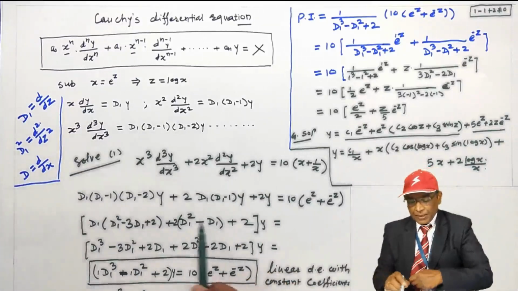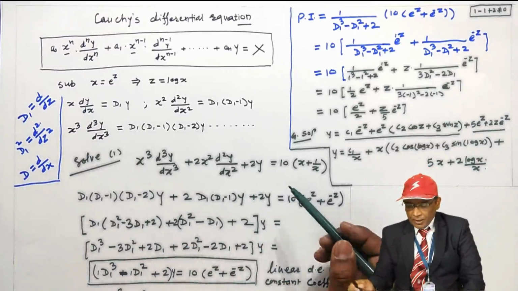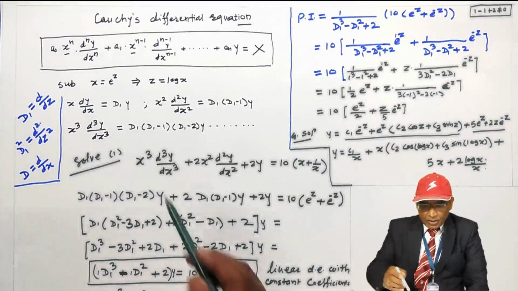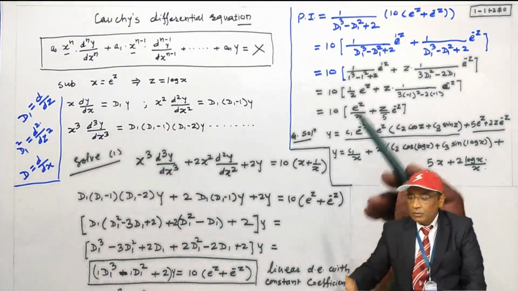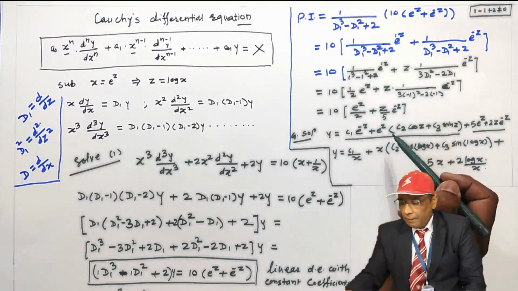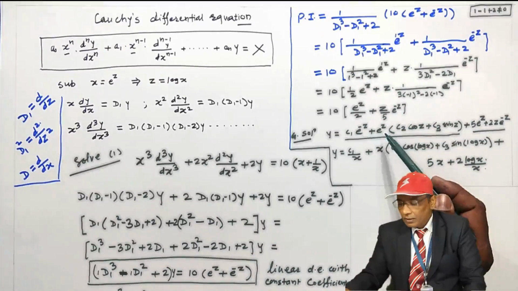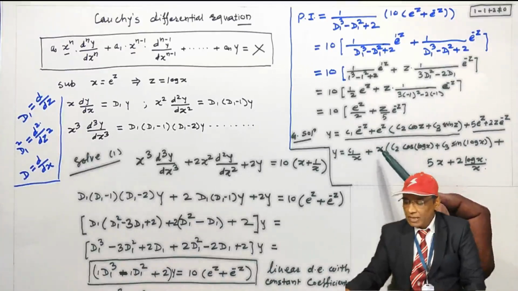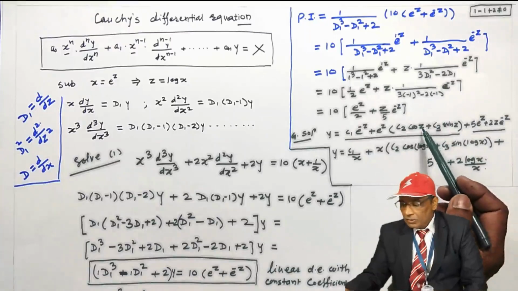So what we have done, this is Cauchy's differential equation. We converted it into a linear differential equation with constant coefficients using this substitution, used the short method and found the particular integral. Finally, convert the solution in terms of x, means put e raised to power z is x, e to the power minus z is 1 by x and z is log of x.